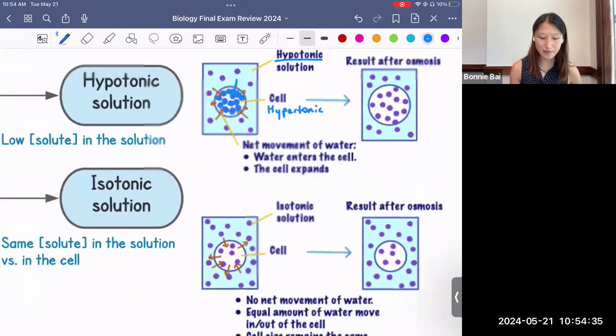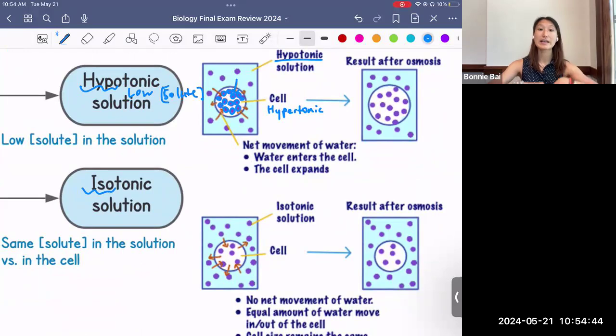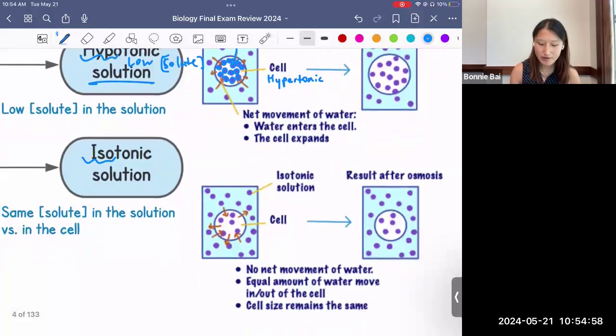The last one is easy. If we have isotonic, so hypo means low, but low solute. So hypotonic solution means low solute concentration in the solution. Isotonic means equal concentration. Isotonic solution means equal concentration of solute. Once again, solute. But you can also shift your perspective and think water. So in this case, the concentration of solute in and out of the cell and the concentration of water in and out of the cell are the same.